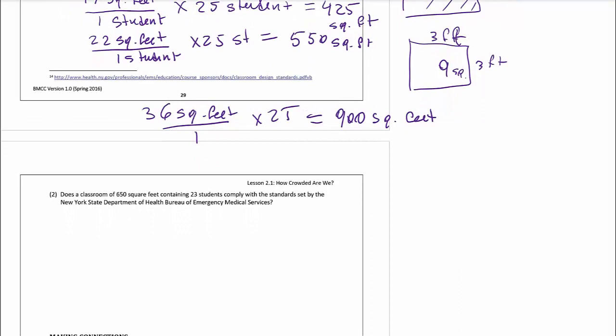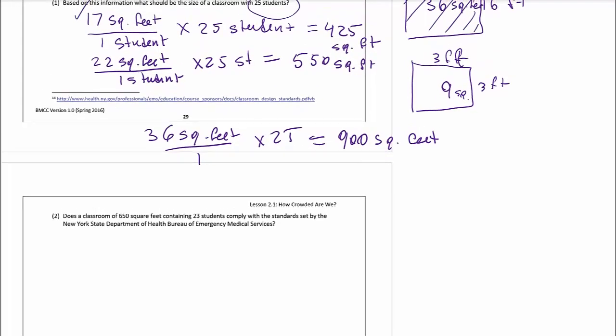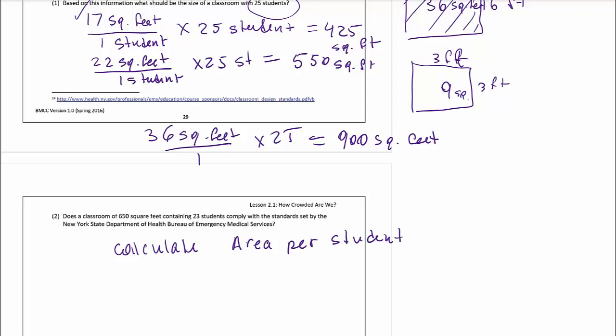And the last question: does a classroom of 650 square feet containing 23 students comply with the standards set by the New York State Department of Health? Well, we can go ahead and calculate. If you have 650 square feet and 23 students in it, can you calculate the area per student? Not the density, but the area per student. This is a reciprocal of the density. Let me give you a moment. So calculate the area per student and then see if it fits the regulation, even the COVID regulations.